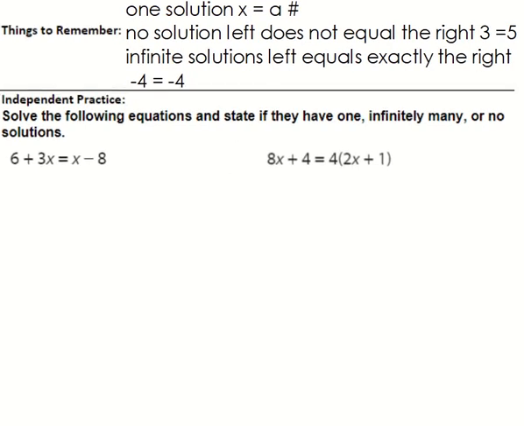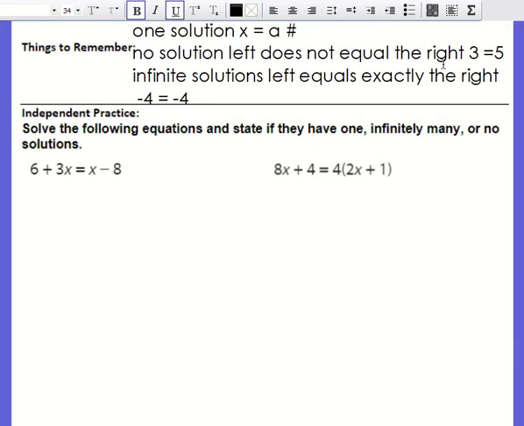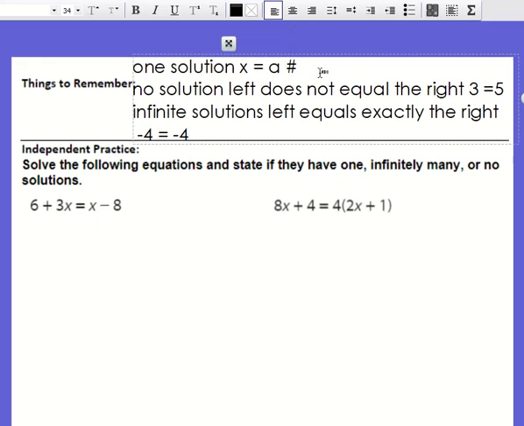All right, there's your things to remember. So one solution, x equals a number. Okay, I can put an example there as well. All right, x equals 7. No solution, the left does not equal the right, so that's 3 equals 5. And then infinitely many solutions is where the left equals exactly the right. So like that, -4 equals -4.